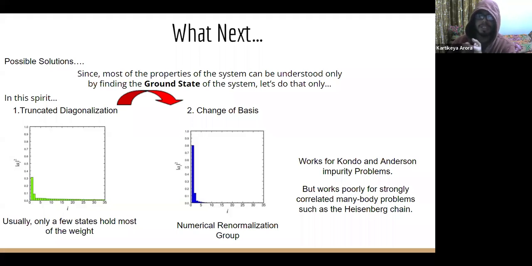But the problem with this is that it works for Kondo and Anderson impurity problems, but doesn't work well with strongly correlated systems like the Heisenberg chain we just saw. The reason for that is that this algorithm is not able to incorporate or preserve the interaction picture as well. Hence, for strongly correlated systems where interactions play a major role, this algorithm doesn't work well.